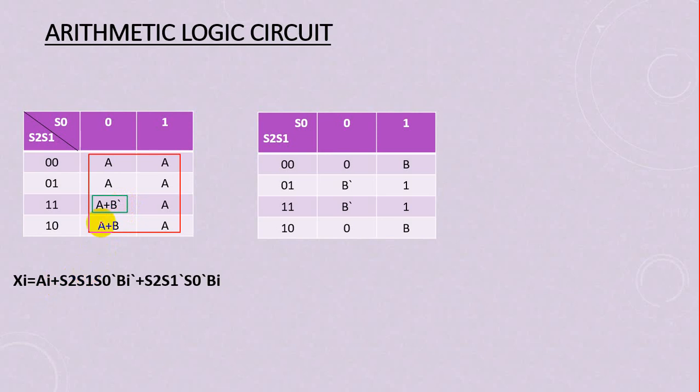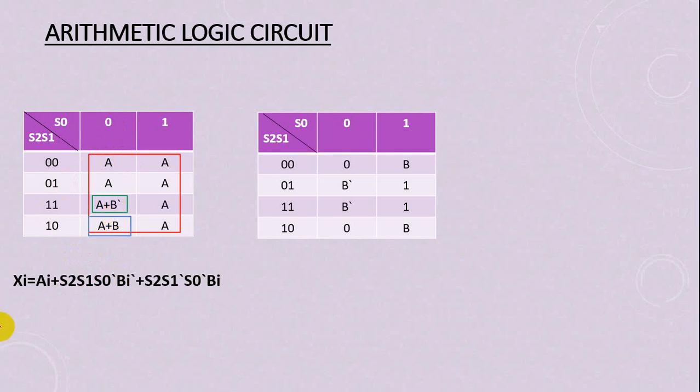So S2, look at over here. S2, S1, they are both 1, 1. And S0 bar. In this case, for the green color, S1, S2, they are 1, 1. And this is S0 bar. So S0 bar, S1, S2, B bar, for the green color block.